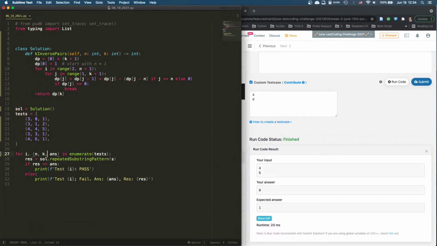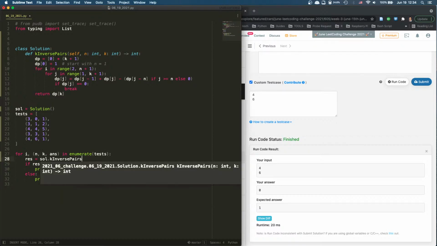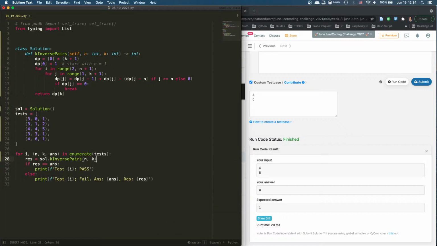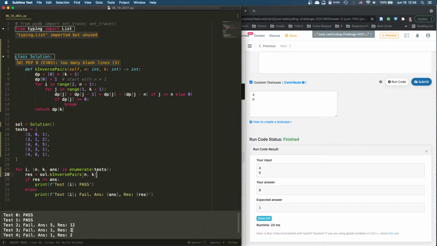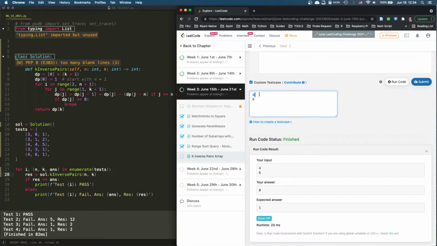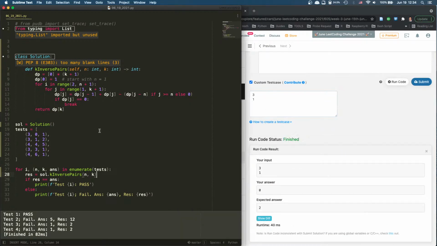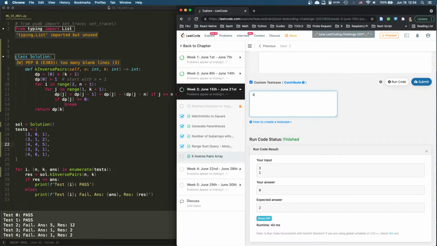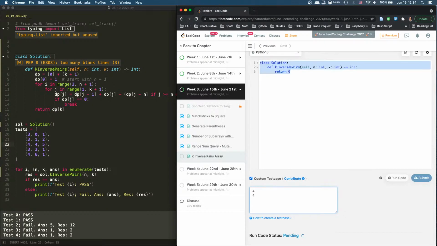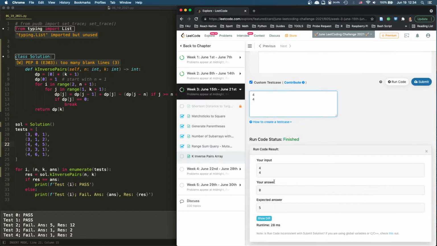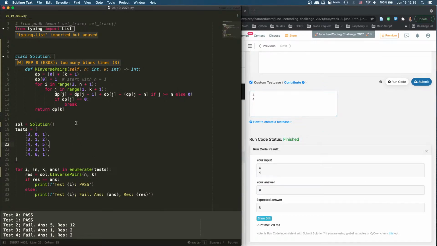Now just check the implementation. The DP table is correct. I don't think there's any issue with the DP table. N, K. Let's go. All right, this is right. 3, 1 is 2. Okay, so I have a little bit of trouble there. This one passed, this one passed. No, 4, 4 is not 5. 4, 4 is 5. What do we get for 4, 4?